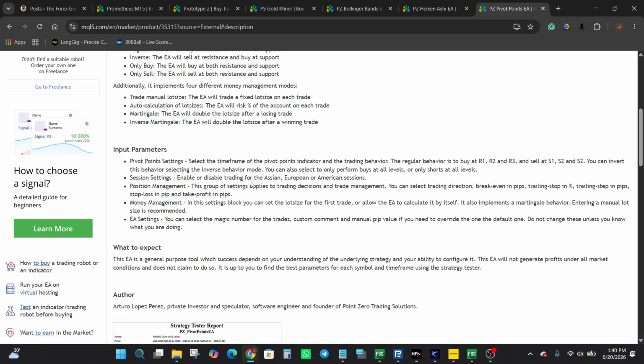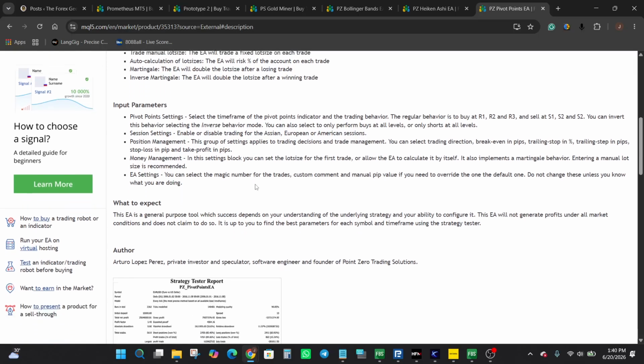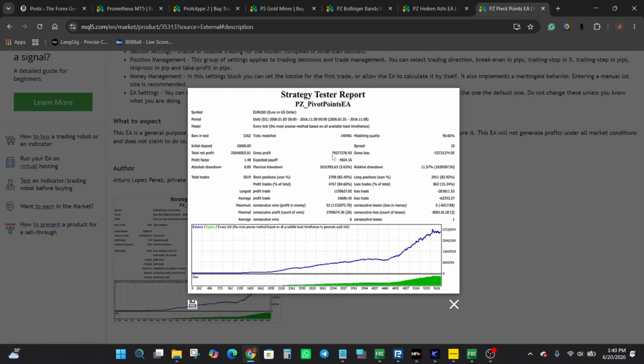Now let us move into the historical backtesting section. Since this EA is based on pivot levels and configurable trading behavior, the results will depend heavily on the chosen settings, session filters, and money management mode. That makes it important to test across different configurations and time periods.